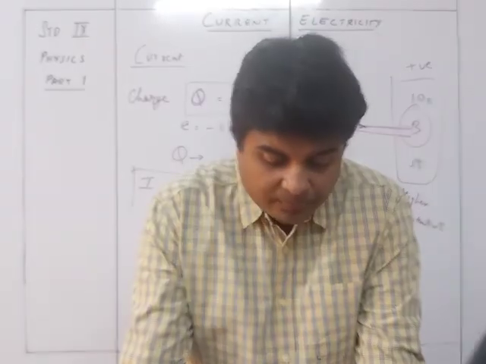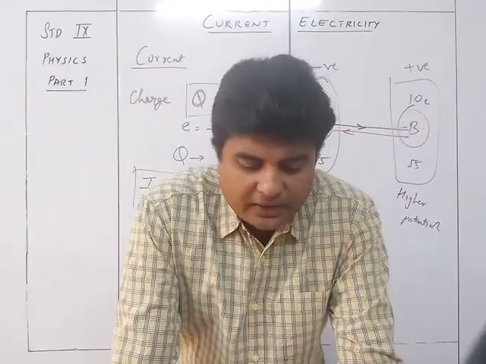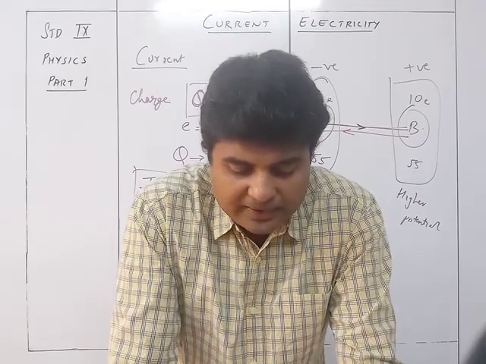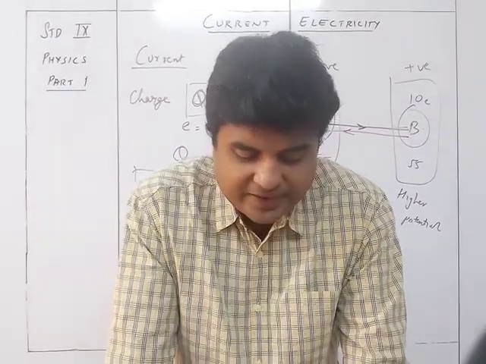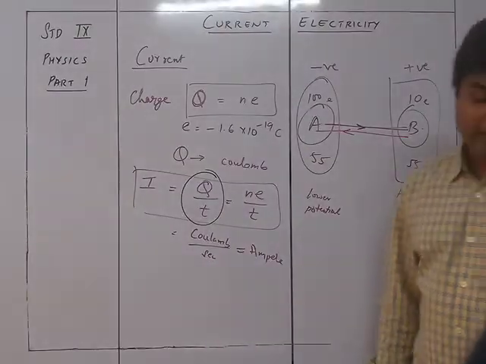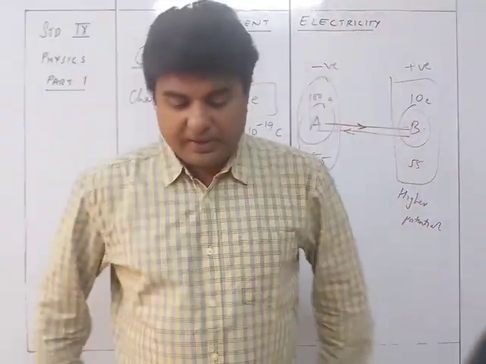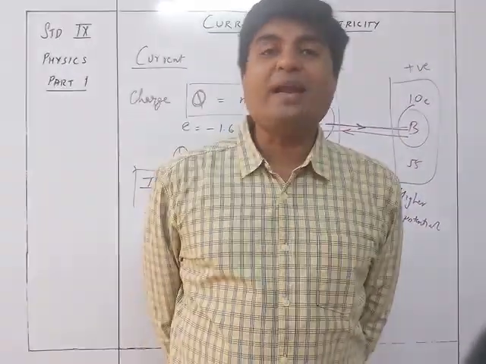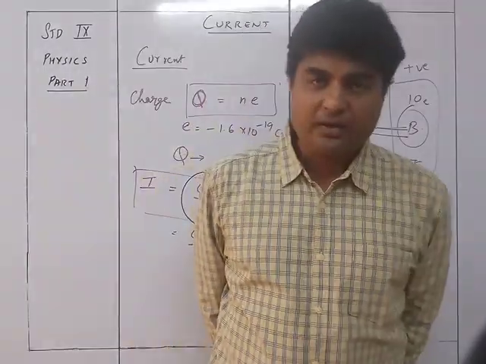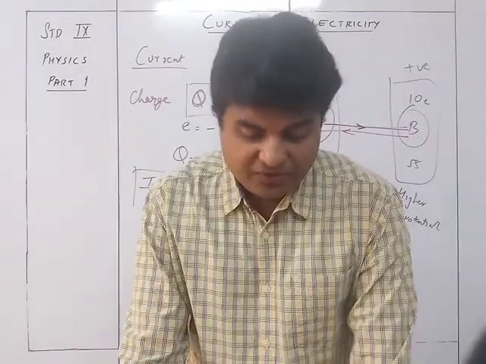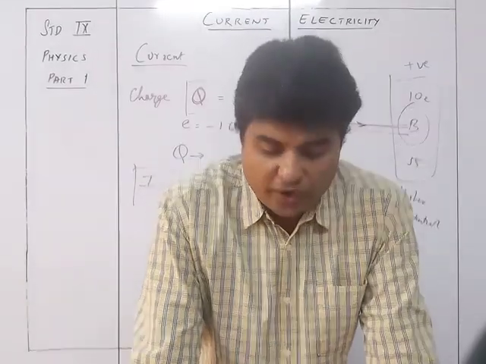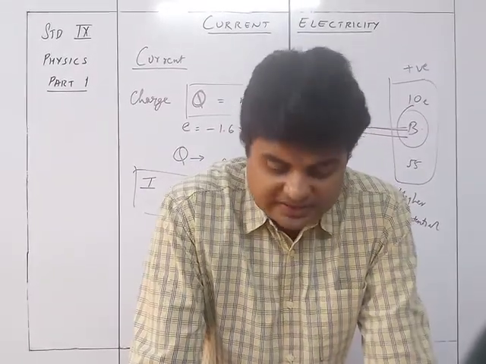Unit of current. From the relation I equals Q upon T, unit of current is unit of charge upon unit of time. If the SI unit of charge is coulomb and the SI unit of time is second, then the SI unit of current is coulomb per second. That's what I explained to you, coulomb per second, which is nothing but ampere. It is denoted by the symbol A. Thus 1 ampere is equal to 1 coulomb upon 1 second. Or we can define that current is 1 ampere if the rate of flow of charge is 1 coulomb per second.